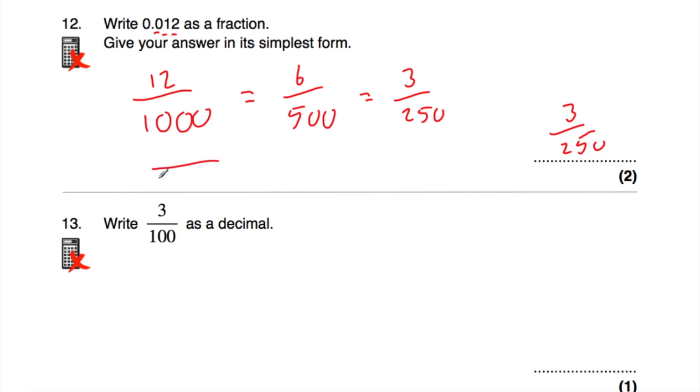So that means the denominator will have a 1 and then 3 zeros, so it's going to be 1,000 on the denominator. And then here we've got 12, so it's going to be 12 over 1,000, and again that cancels down to 3 over 250, and that's it.